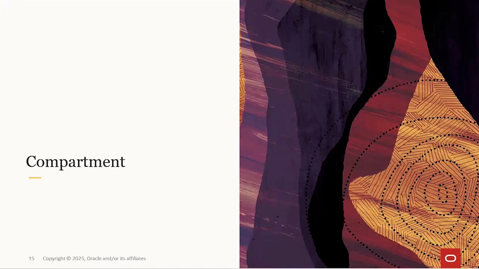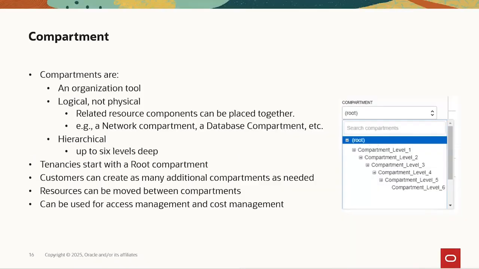Let's talk about another building block, which is compartments. Compartments in OCI are a logical container that organizes and isolates your resources for better access control. What does this mean? You can have a network compartment for your network related resources, and a database compartment for your database related components. Compartments are logical, so this is not physically dividing your tenancy into pieces. And it's not that once you place your resource in one compartment, it cannot be moved to another. Resources can be moved within compartments or between compartments as well.